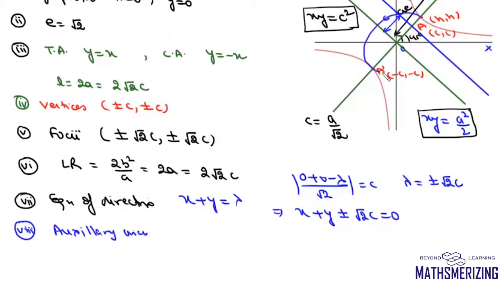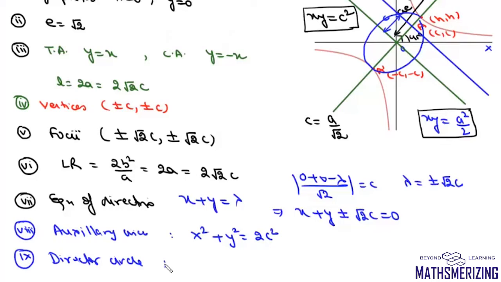Next we'll write equation of auxiliary circle. Now auxiliary circle will have center at origin and radius equals a, which is root 2c. So equation of auxiliary circle will be x square plus y square equal to 2c square. We'll also write equation of director circle. Now for rectangular hyperbola, we know that director circle is a point circle which is the center of that hyperbola. So here equation of director circle will be x square plus y square equals 0. Now the 10th one is parametric coordinates.